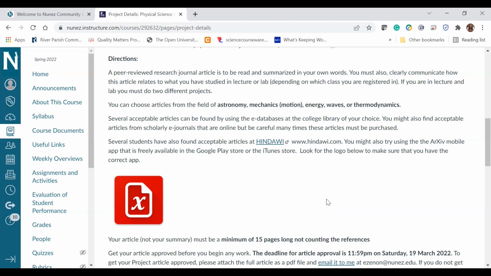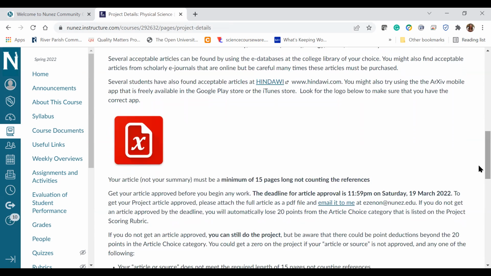For those of you who might be wanting to use a mobile app, or if you're using your phone or tablet to find an article, the Hindawi mobile app is freely available in the Play Store and iTunes Store. That's what the picture looks like for the logo, so that you know what you're looking for.